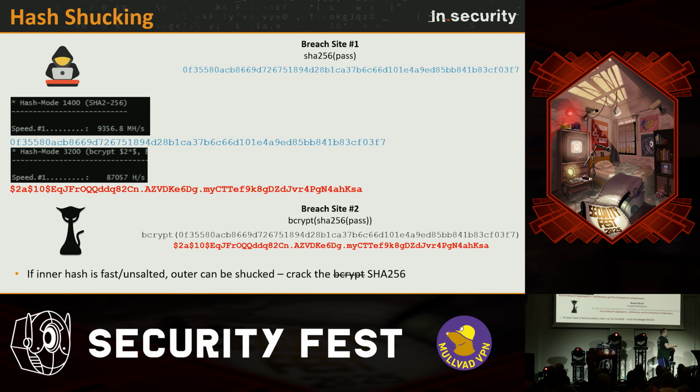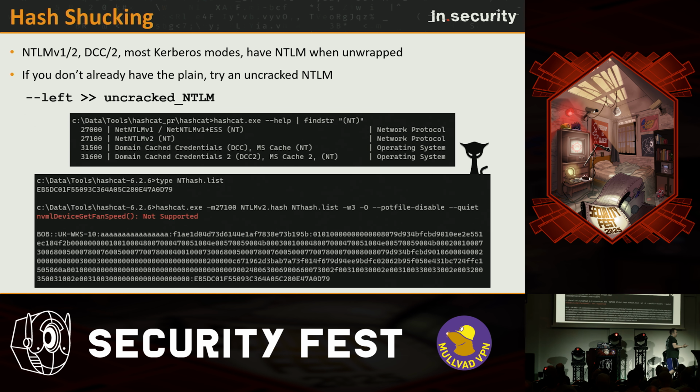So when they go to crack that, they're now not cracking in bcrypt land, they're now cracking in SHA-256 land, which is, of course, substantially faster. So if the inner hash is a fast hash and it needs to be unsalted, if the inner hash is salted, this wouldn't work, then the outer hash, in this case the bcrypt, can be shucked, and you can be attacking a SHA-256 instead.